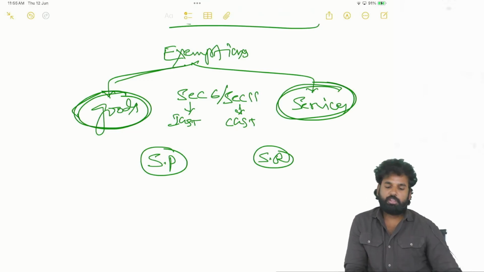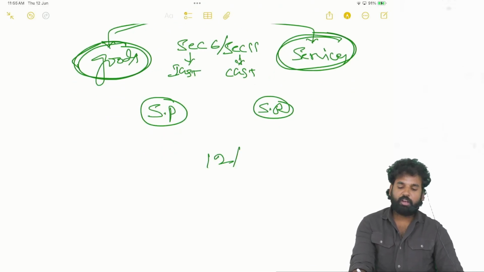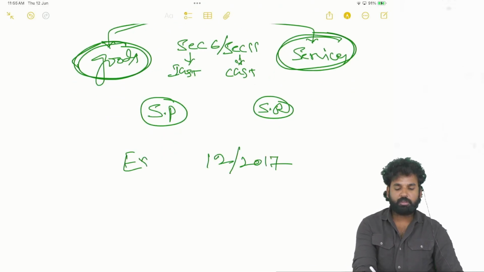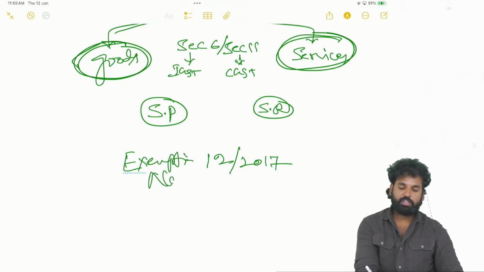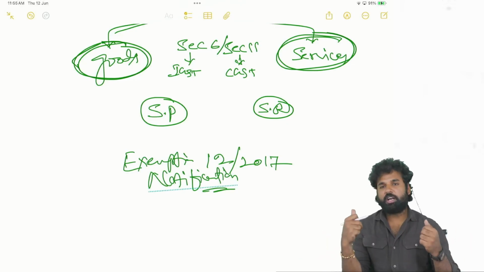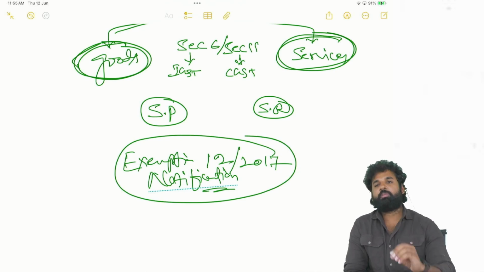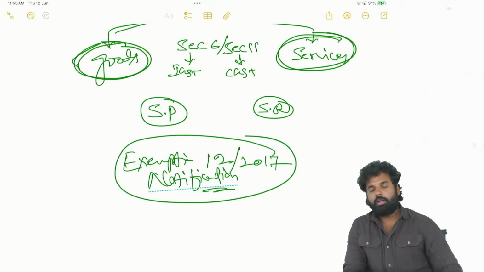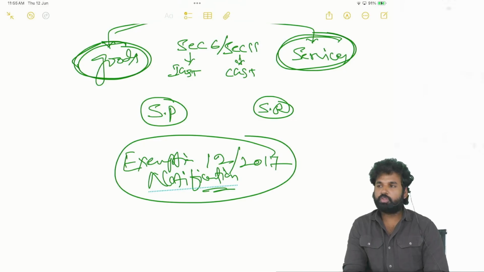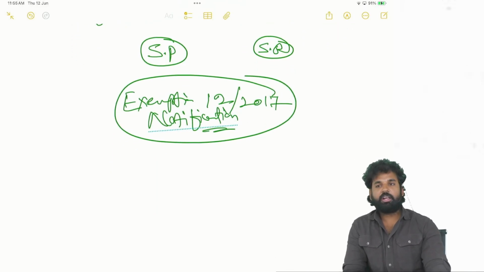So there shall be a notification. Likewise we have notification 12/2017, the exemption notification, the mega exemption notification. That means almost all the services which are given as exemption have been enlisted here. Later on there are some amendments to the list, that means some inclusions and deletions. Firstly, the most important list for exemption is notification 12/2017. In this notification there is a list of services which are exempted from GST. Those lists only we are going to study now.